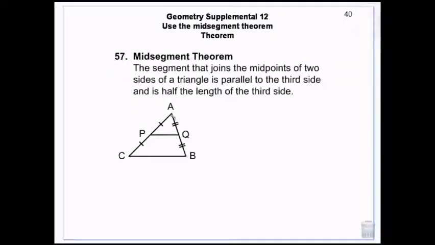Okay, if we have a midsegment that joins two midpoints on the sides of the triangle, it's parallel to the third side and half the length of the third side. So PQ is 1/2 CB.